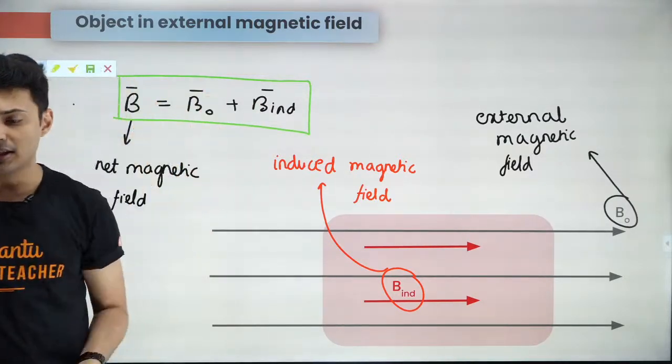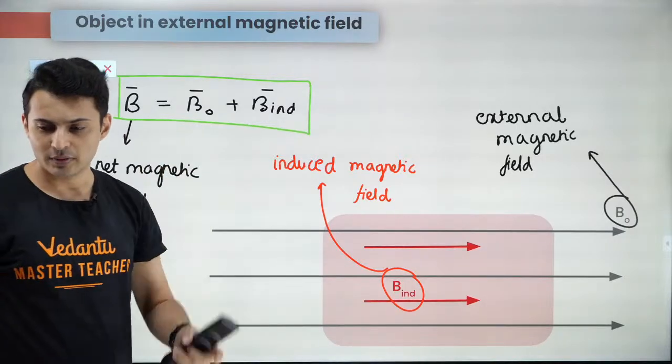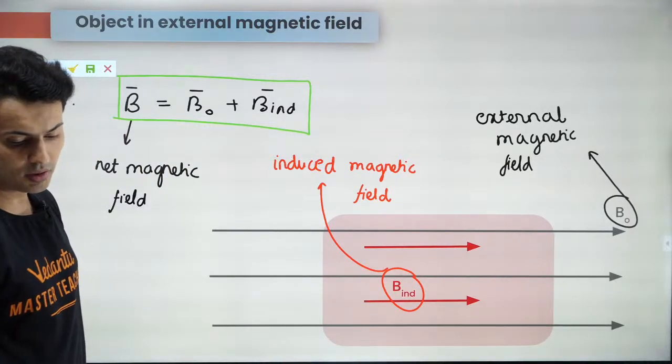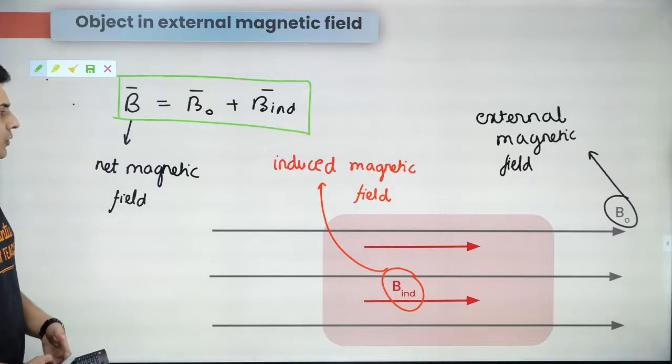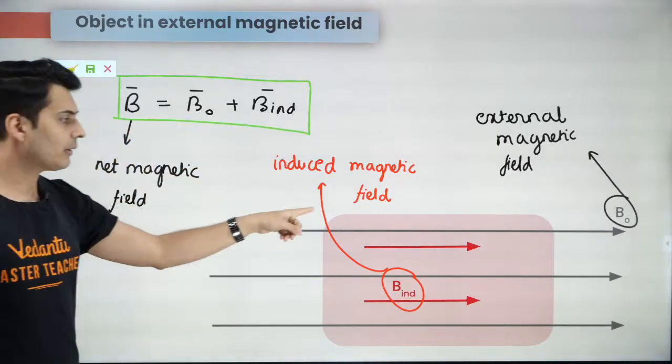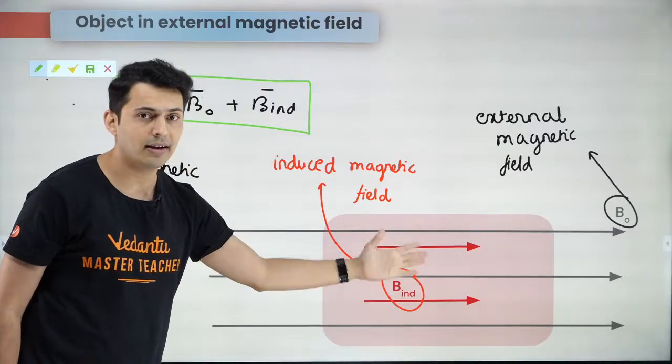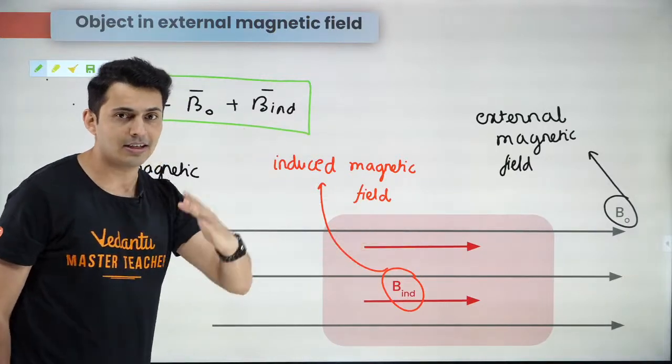Has everybody understood this? Let me know if you guys have understood this and you have also made notes about this. Okay? So very important, this is the net magnetic field inside the material, which will be the vector sum of the external as well as the induced magnetic field.